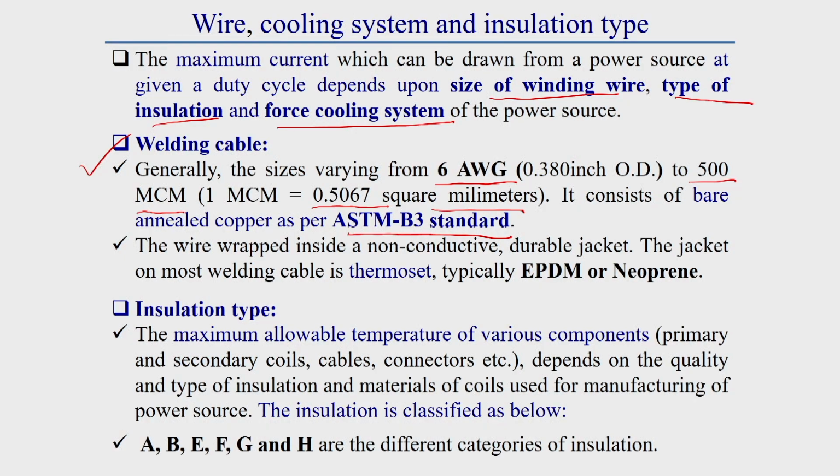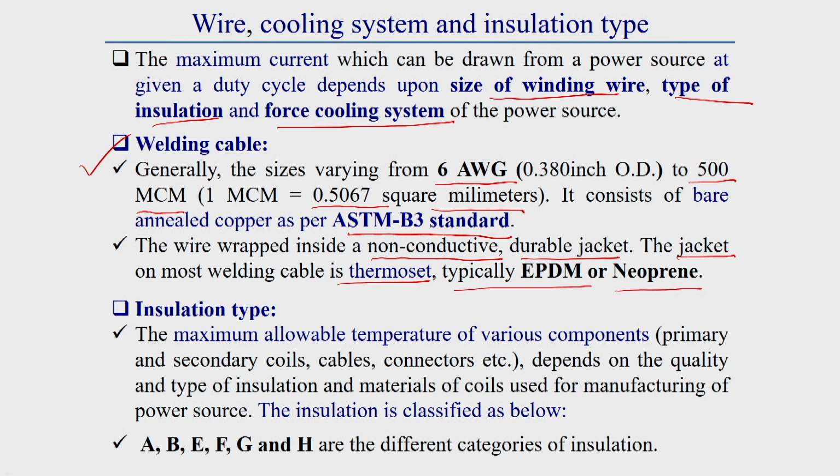This wire is generally wrapped inside a non-conductive durable jacket. This durable jacket is generally made of thermoset material. The thermoset material especially used for welding purposes is EPDM, or generally neoprene.